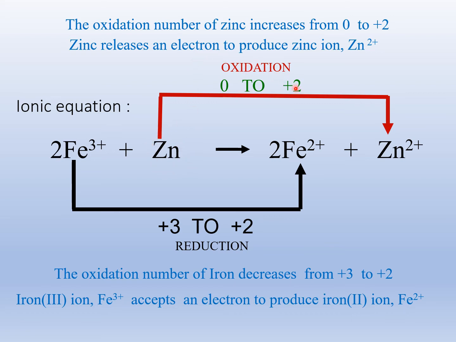Oxidation occurs to zinc. The oxidation number increased from 0 to plus 2. Zinc actually releases electrons to produce zinc ions. So zinc is said to be oxidized.